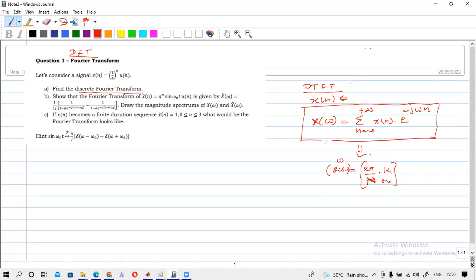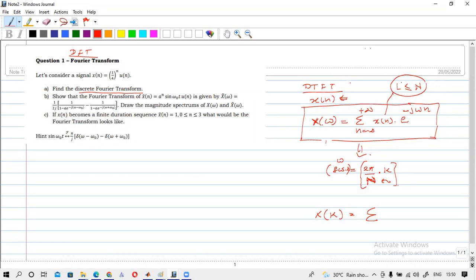So I can write this in terms of k. I can write X[k] is equal to, and please remember that here we are not considering an infinite sequence, we are considering a finite sequence, and the number of values L should always be less than or equal to N when we are finding the discrete version.